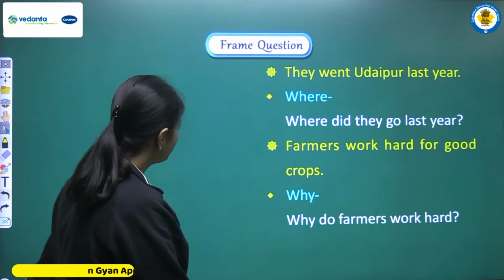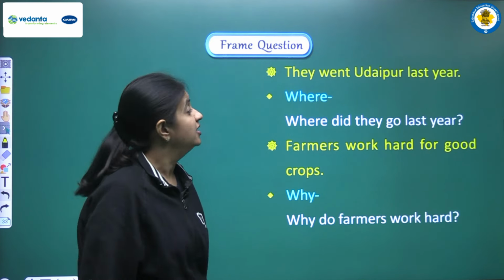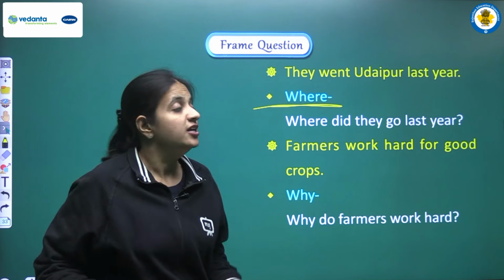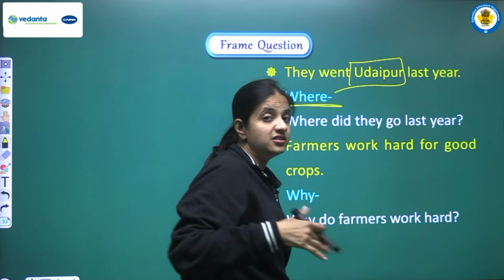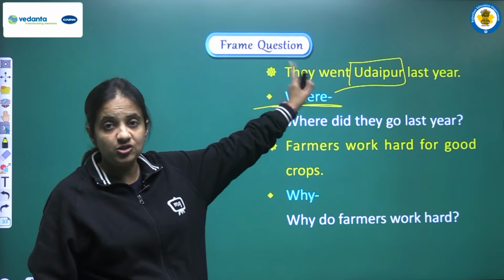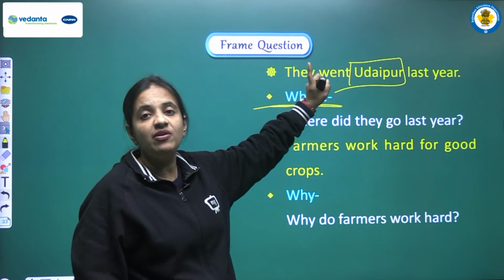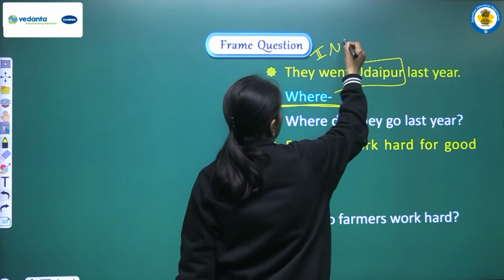Okay. Next we are having: they went Udaipur last year. So now we have to make a question and we have to use where. So first of all, let's see what is the answer of where. The answer of where is Udaipur, right? वो कहाँ गए? वो उदयपुर गए थे. So the answer of where is Udaipur. Now we have to identify the tense here. So we are having went. Went means we are having second form of the verb.